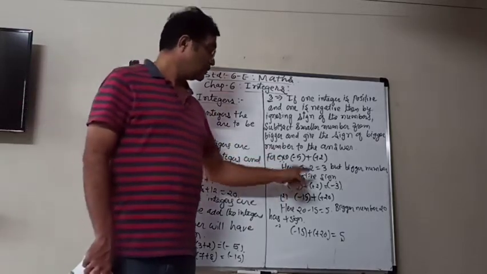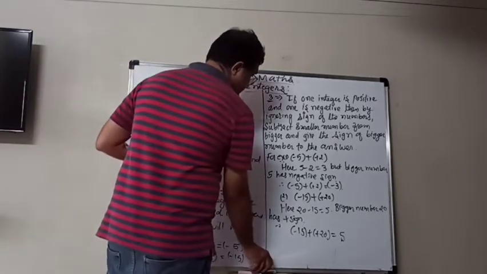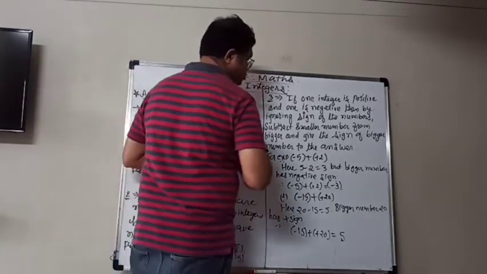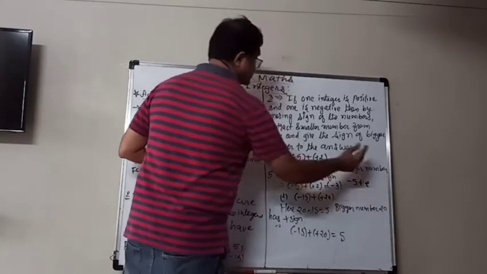So here, what is the situation people are facing? Minus 5 plus 2. Sometimes that plus 2 sign is not given. Minus 5 plus 2.